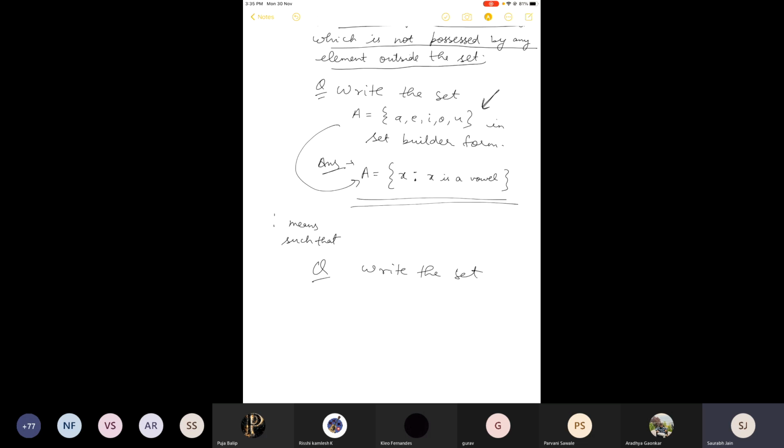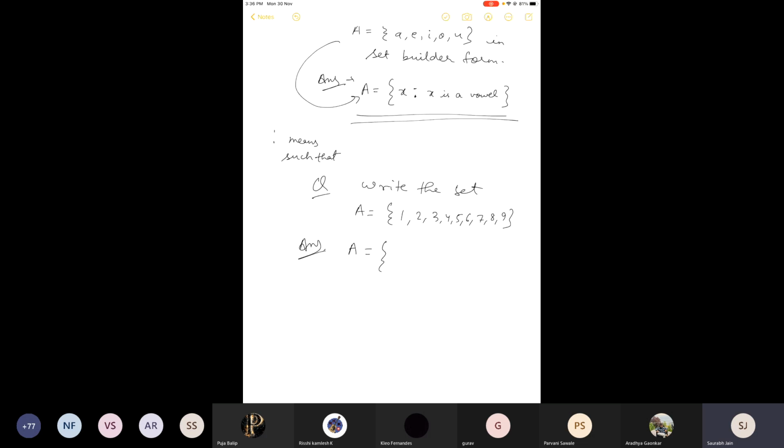Write the set A equals {1, 2, 3, 4, 5, 6, 7, 8, 9}. Alright, can anyone tell me how you will write this thing in set builder form? Yes, try it. Anyone? How to write this in set builder form? Think about that common property which will not be possessed by any other number apart from these. Positive integer.